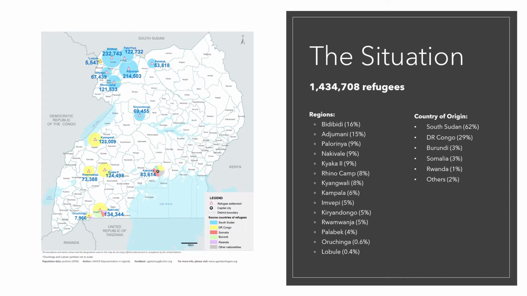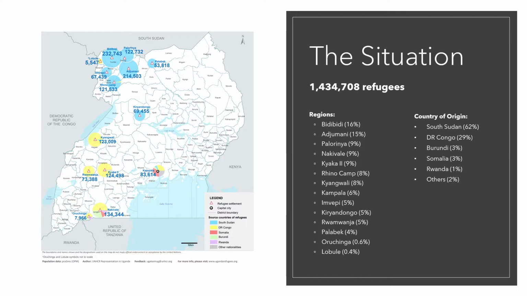Uganda is one of the world's top 10 refugee host countries, sheltering approximately 1.4 million refugees as of October 31st, 2020. These refugees live in different settlements spread across 14 distinct regions of Uganda. The regions are listed here from largest refugee population to smallest.